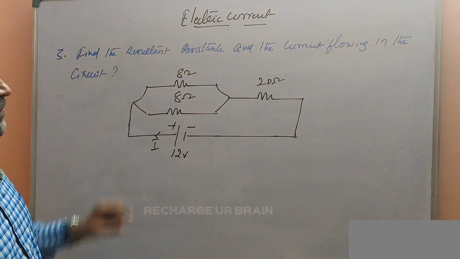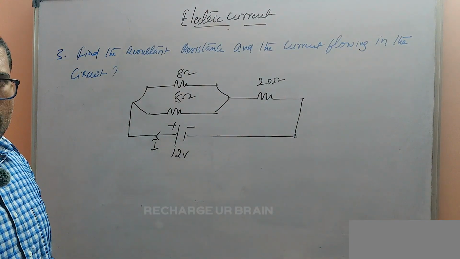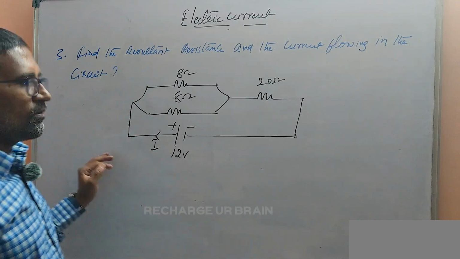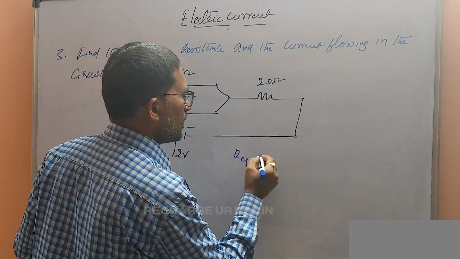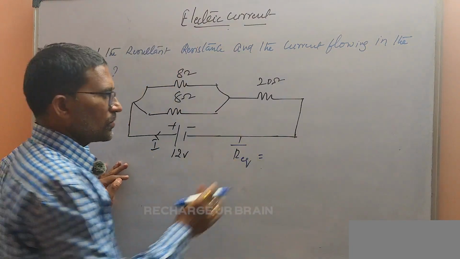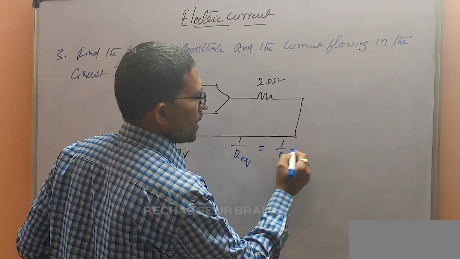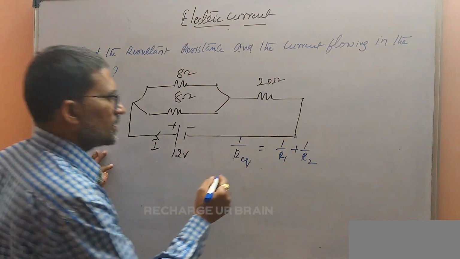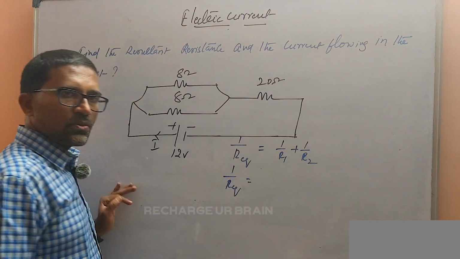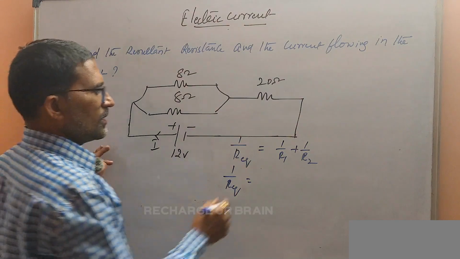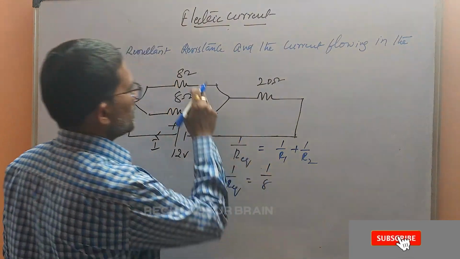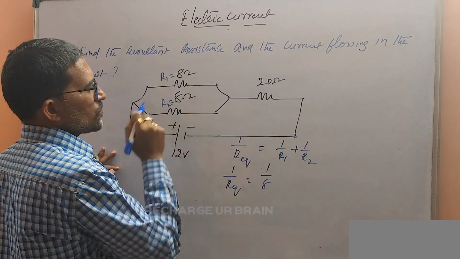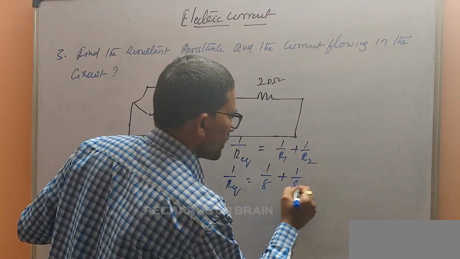Now first of all, to find out the current, we should calculate the equivalent resistance of the total circuit. First, these 2 resistors which are connected in parallel combination: according to the formula of parallel combination, 1 by R equivalent is equal to 1 by R1 plus 1 by R2. Our first resistor is this one, you consider as R1, and this one you consider as R2. This is 8 ohm, this is also 8 ohm, that is 1 by 8 plus 1 by 8.